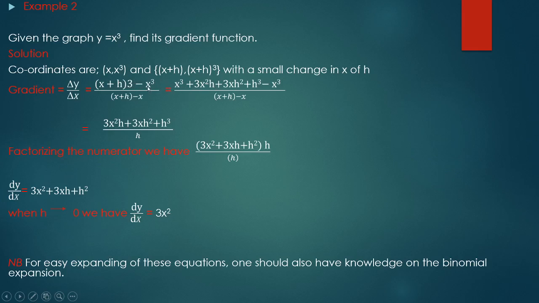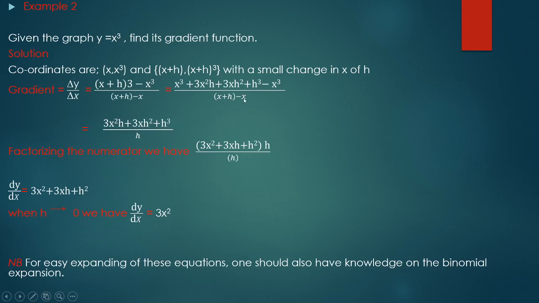So now we minus the x cubed, minus x cubed all over x plus h minus x. So x plus h minus x, and the x will, if you open the brackets, x minus x will be 0, so we remain with an h. And here we have x cubed, subtract x cubed, it goes, we remain with this one, 3x squared h plus 3x h squared plus h cubed all over h.